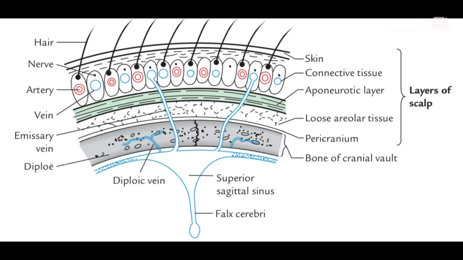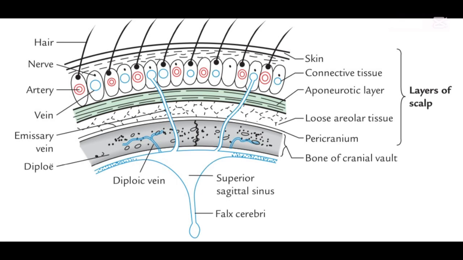Now, this is after the loose areolar tissue. It is loosely attached to the bone and can be easily stripped off. You get it now? During surgery, I could easily strip this part off, because it's the scalp. I could just remove it because you can easily remove it.